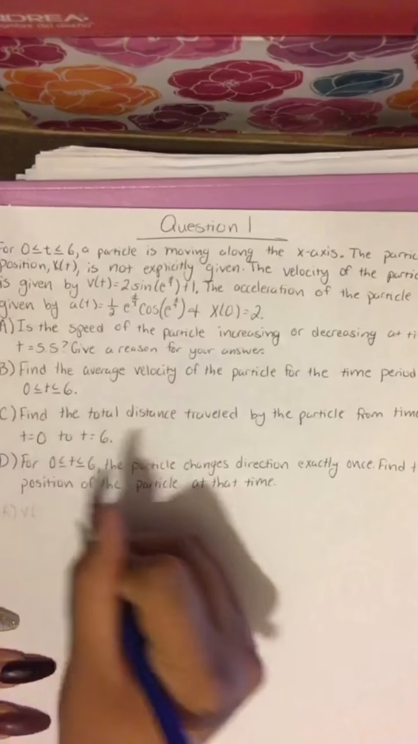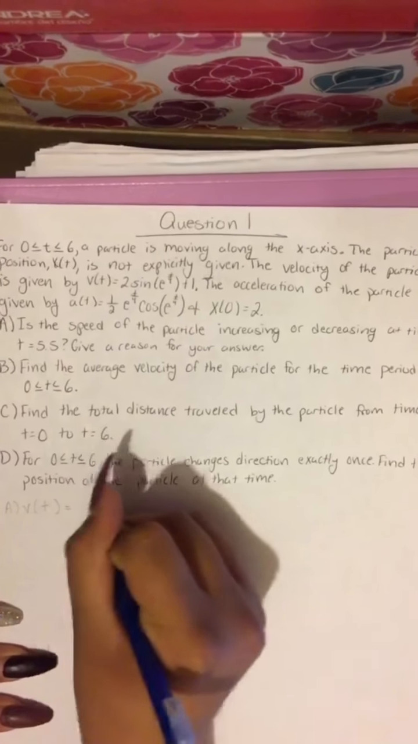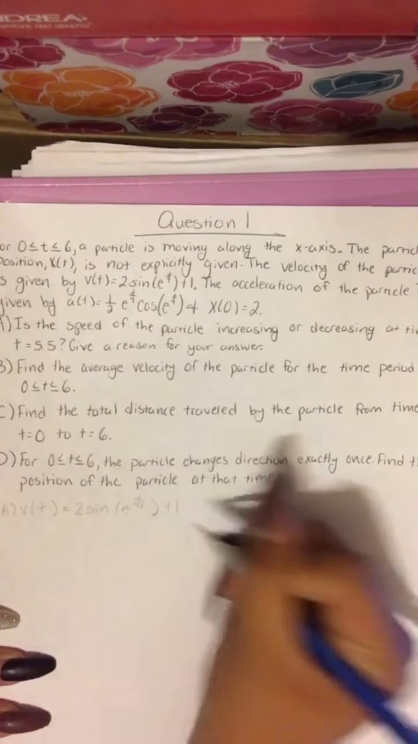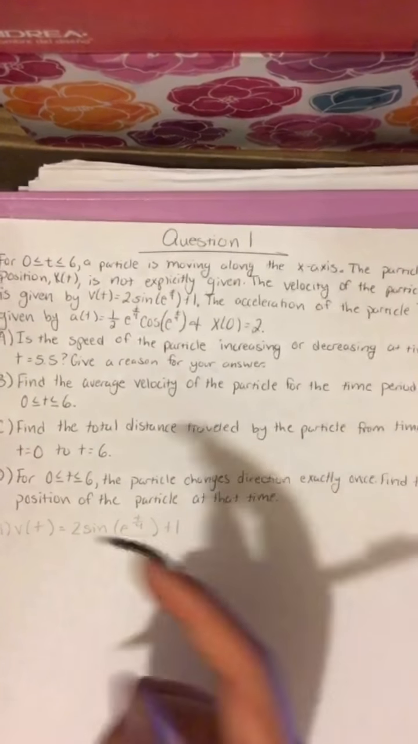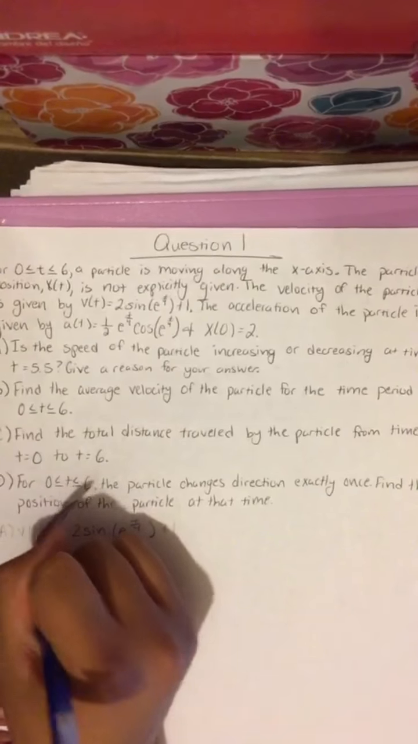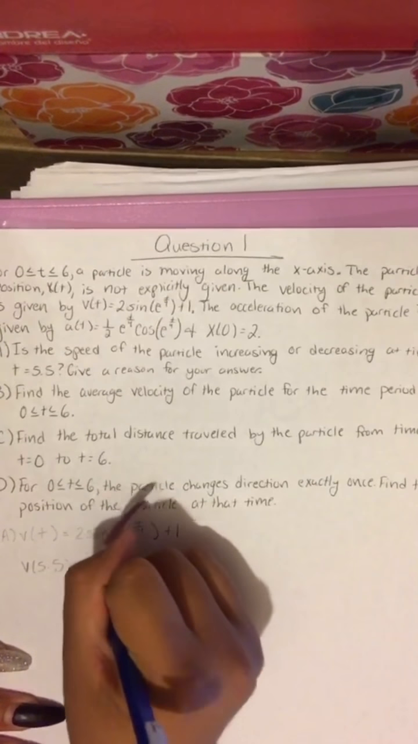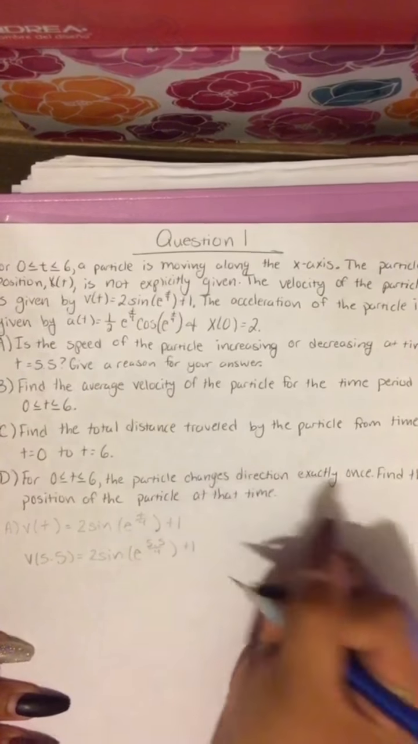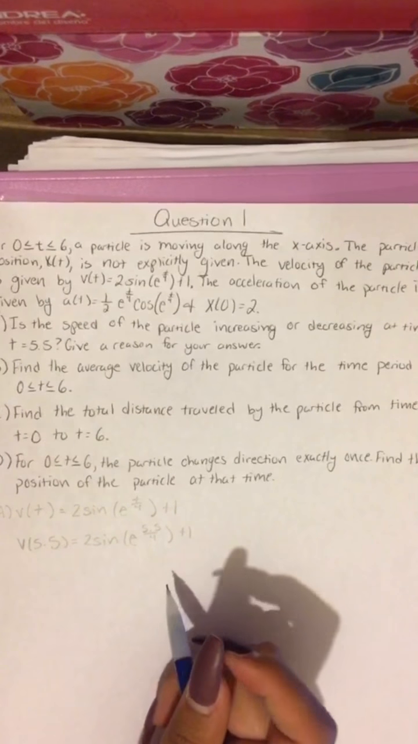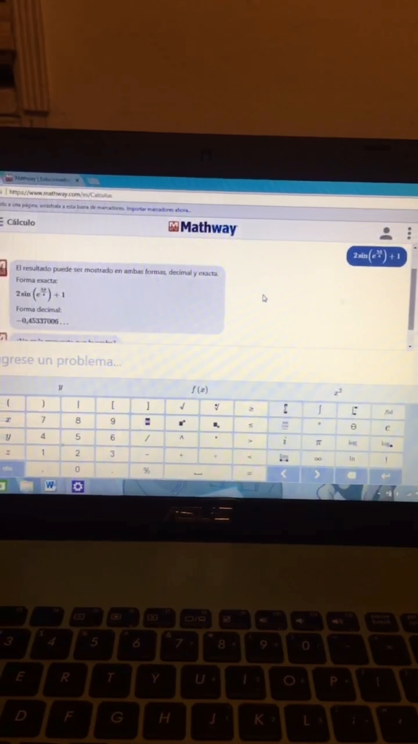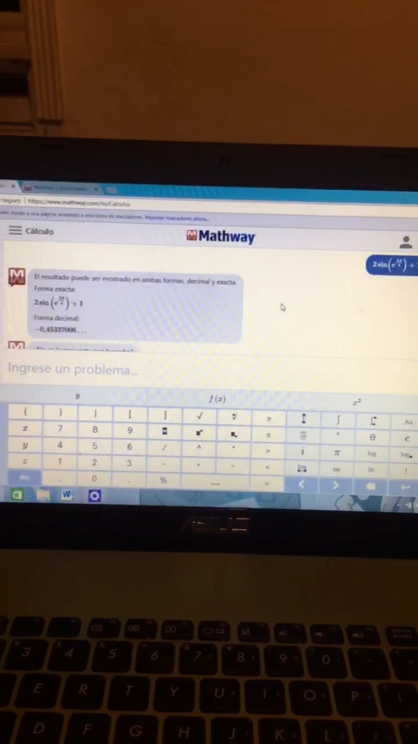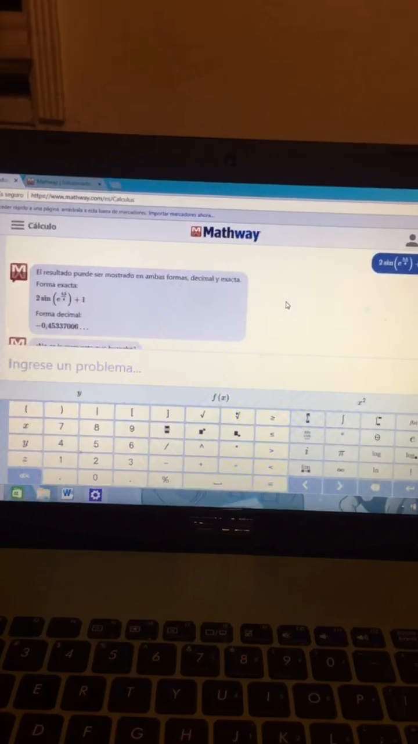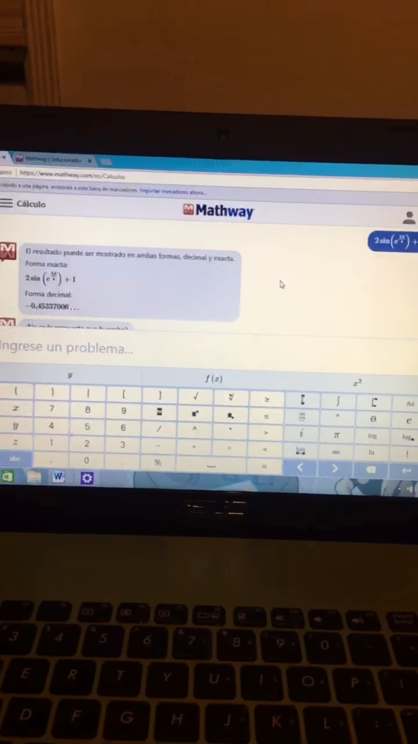v(t) = 2 sin(e^(t/4)) + 1. Since we need to plug in 5.5 to find the velocity, we would put in v(5.5) = 2 sin(e^(5.5/4)) + 1. Since this is a calculator problem, we only have to plug it into the calculator. Since I don't have a calculator, I had to use Mathway, but either way it does the job well. So I plug it in, and the answer will be negative 0.45337. You only need 3 decimal places, but just to be sure.